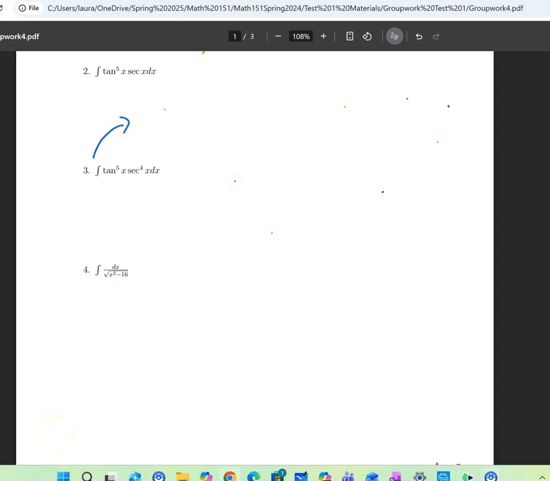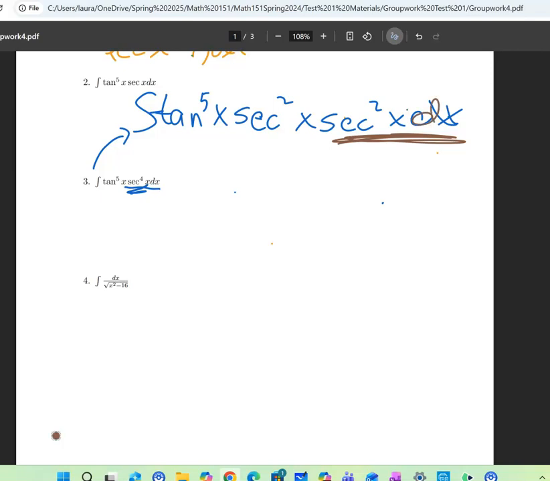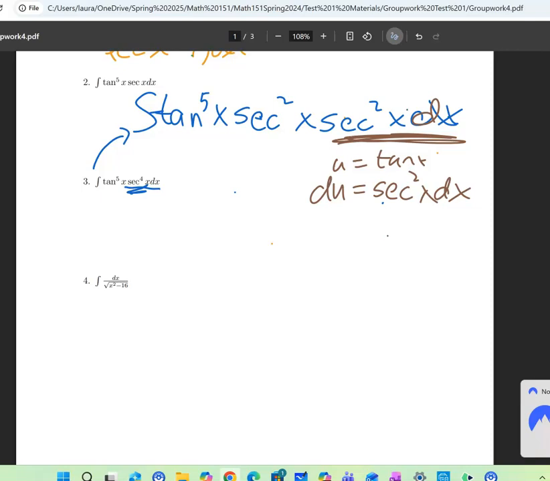So let's try first by peeling off a secant squared, because I do see there's a secant to the fourth power. So carry along this tangent to the fifth and break this secant to the fourth up into secant squared, secant squared. It's really important to keep this secant squared dx separate to the side so that you identify for yourself and for me that that's what you're making the du. And so then what's the u? The u would be tangent, because you know the derivative of tangent is secant squared.